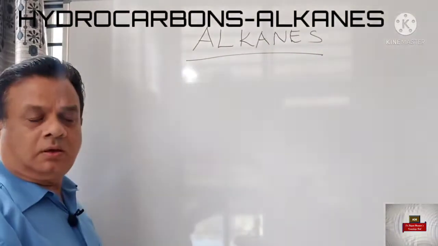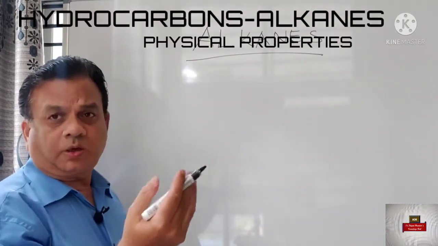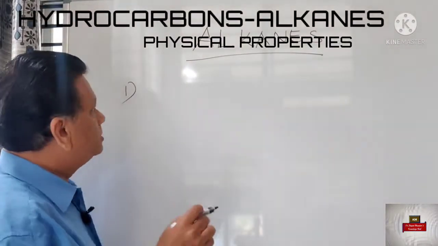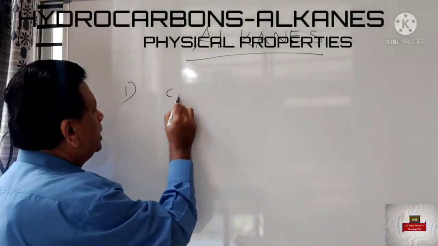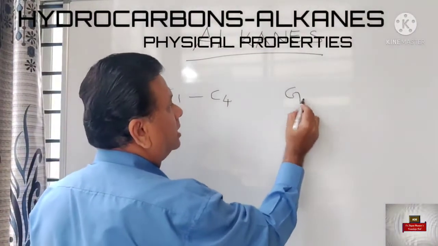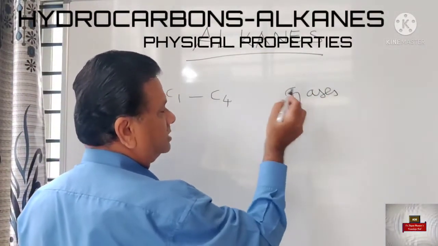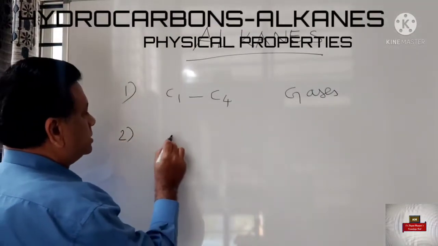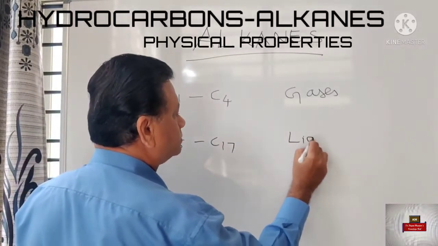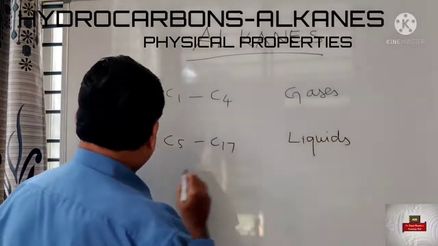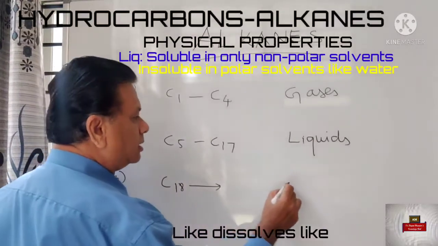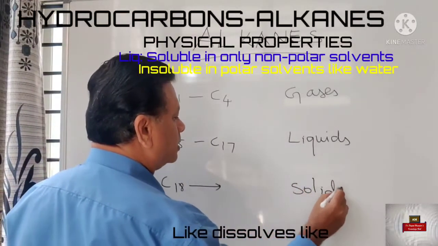So in alkanes, we will first see the physical properties. So first physical property, now you see alkanes members 1 to 4, C1 to C4, these members, they exist as gases. Number 2, C5 to C17, they exist as liquids. And then C18 onwards, they exist as solids.